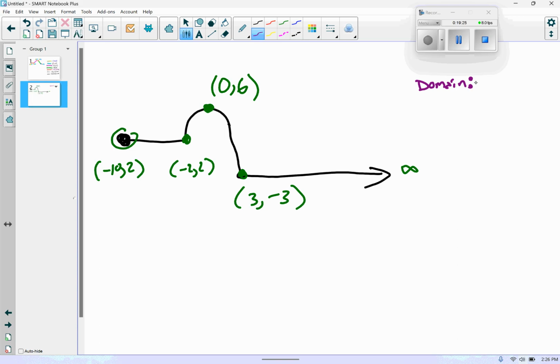All right, I'm not going to highlight too many things here. You got it for the domain? What do you think? Negative 10 and 3. I like it. Infinity, yeah. Is infinity x or what?